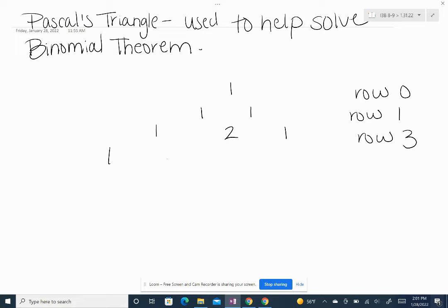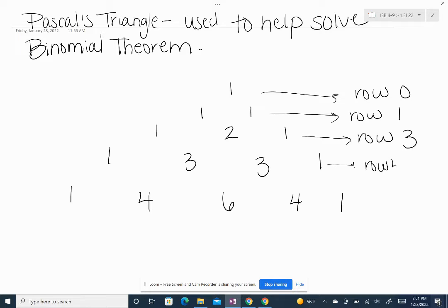And you just continue the pattern. So 1 plus 2 is 3, 2 plus 1 is 3, 1 plus 0 is 1. 1 plus 0 is 1, 1 plus 3 is 4, 3 plus 3 is 6, 3 plus 1 is 4, and then there's a 1. So row 0, row 1, row 3, row 4, row 5, oh, hello, I missed row 2. Hold on. Row 2, row 3, row 4. Okay.